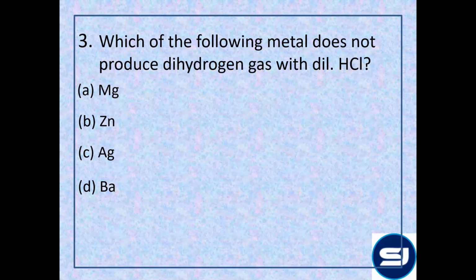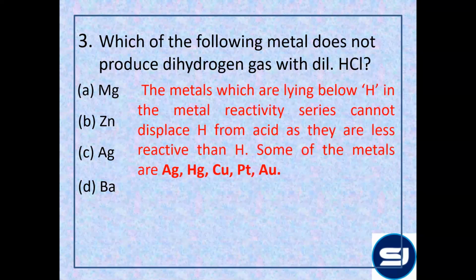Silver. Silver. And this was related to the reactivity series, or you can relate it with the electrochemical series. So in the reactivity series, the metals which are less reactive, on reaction with HCl will not produce hydrogen gas. So the metals which are lying below H in the metal reactivity series cannot displace H from the acid as they are less reactive than hydrogen.